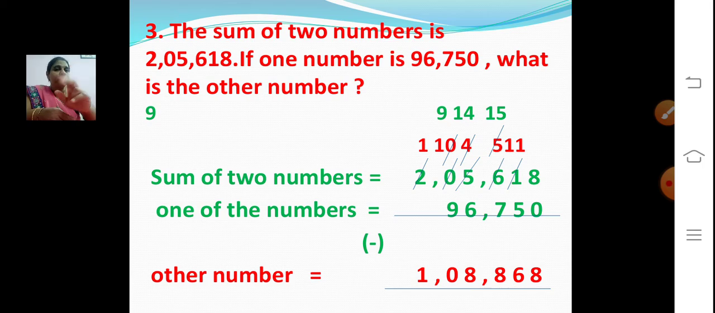If the sum of two numbers is given and one number is given, if you want to find out the other number, what do you have to do? You have to subtract. So the sum of two numbers is 2,05,618. One of the numbers is 96,750. The other number is 1,08,868. So we have to do subtraction here. Shall we move on to the next sum?